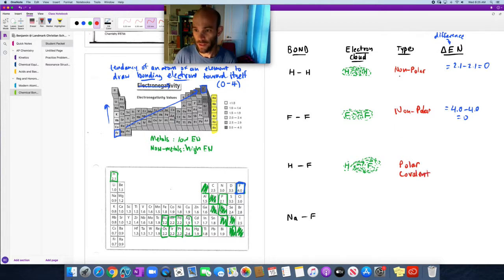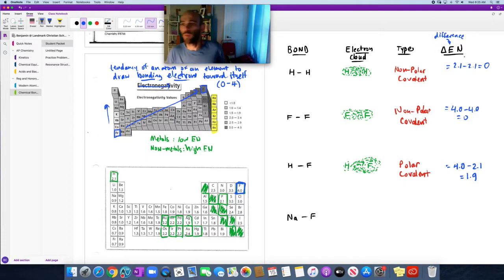And I should have said these are nonpolar covalent. If it's nonpolar, it's definitely covalent. So the hydrogen fluorine is a polar covalent bond, and that's because we have a little difference in electronegativity. 4 minus 2.1, that's 1.9.